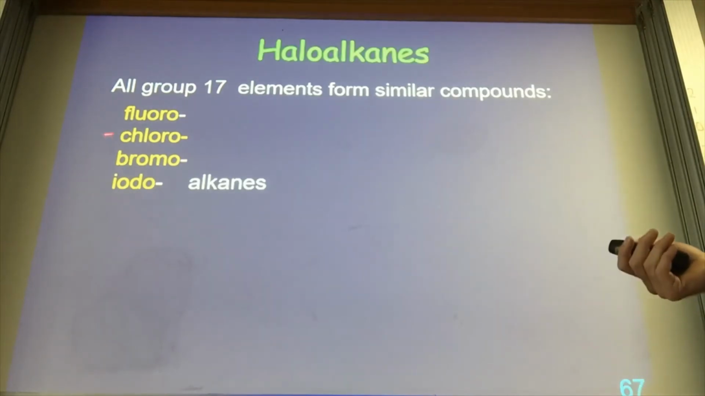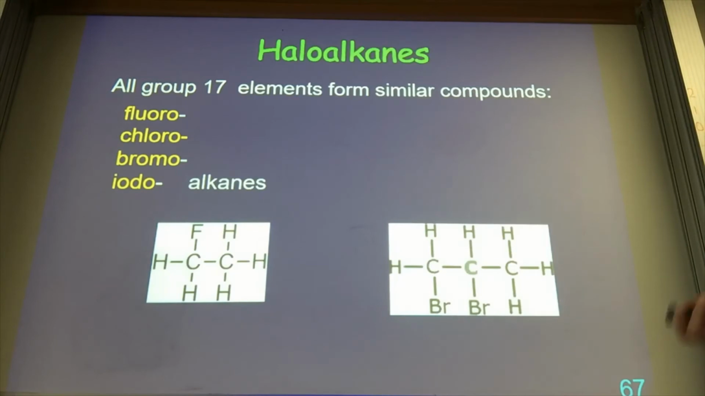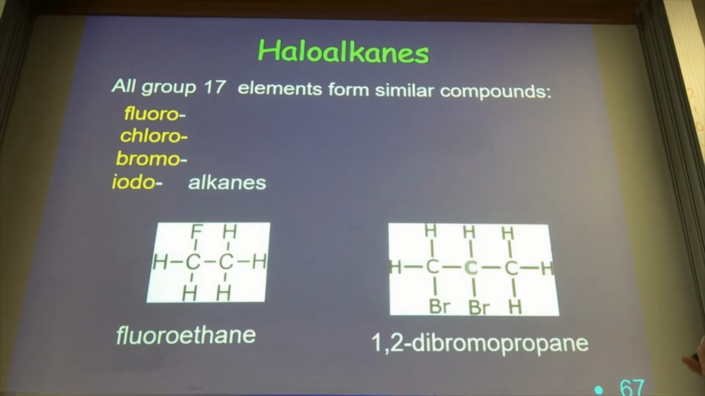And like I say, you can have a whole range of different haloalkanes and similar naming conventions. So fluoroethane and 1,2-dibromopropane.